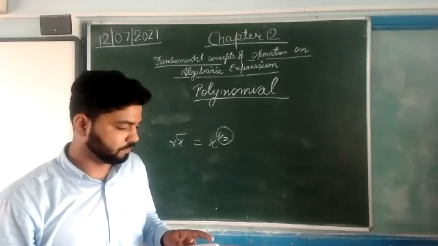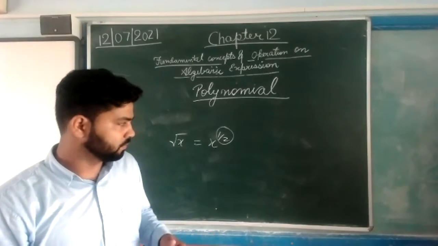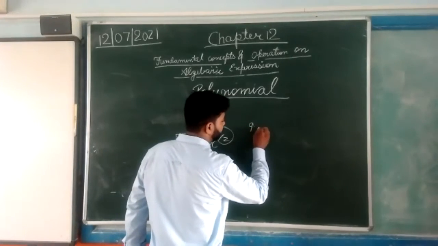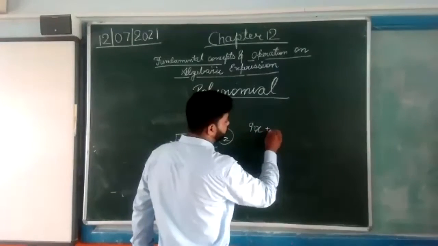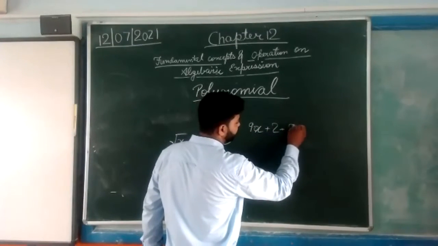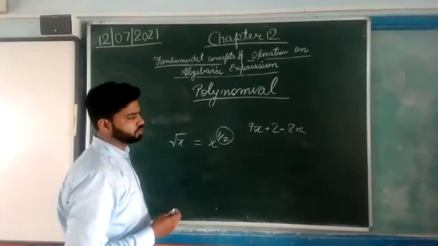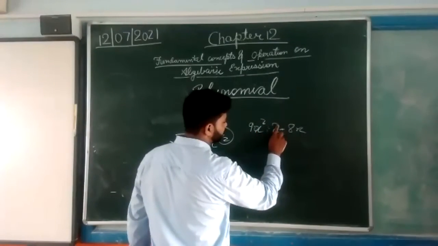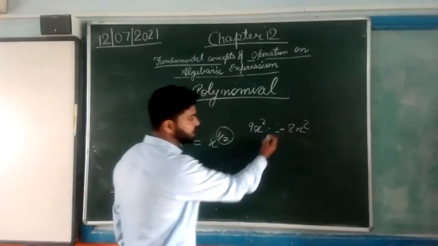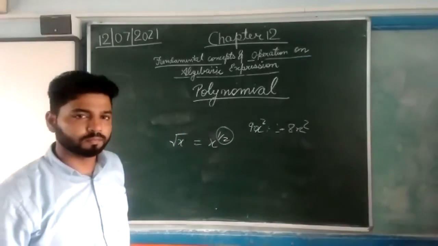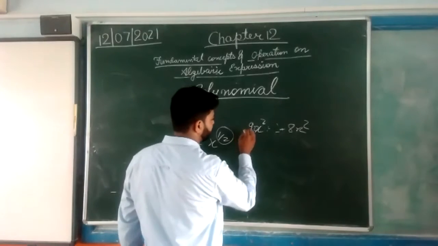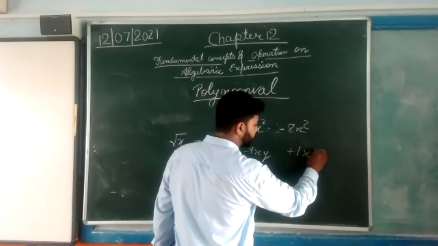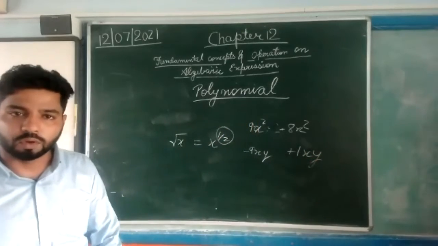Sir, this can also be like terms, like 9x^2 plus 8x^2 minus 9xy plus 1xy. 9x to the power 2 plus 8x to the power 2, that is also right. And sir, minus 9xy plus 1xy. Minus 9xy and plus 1xy, they both are the right terms. Okay.